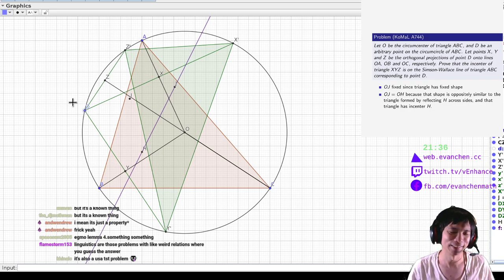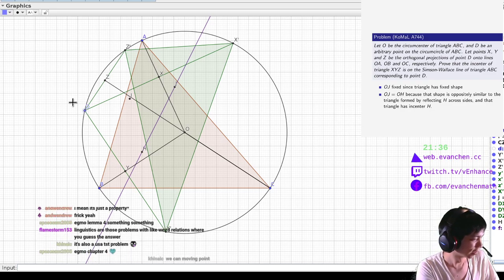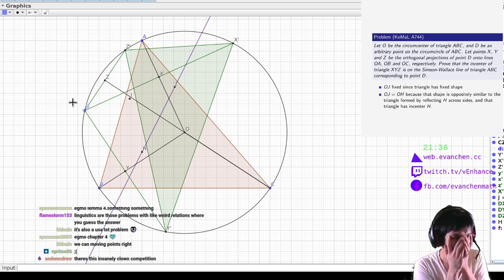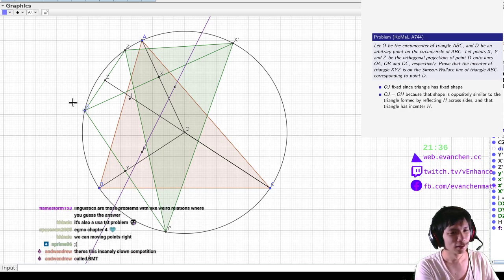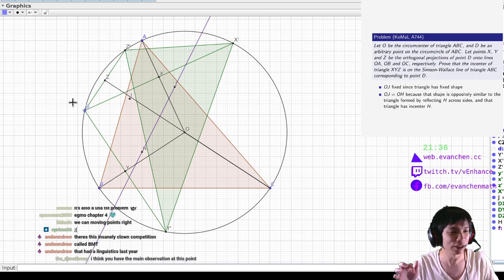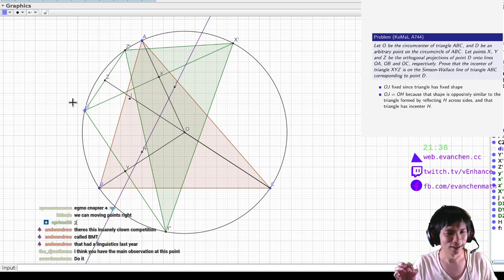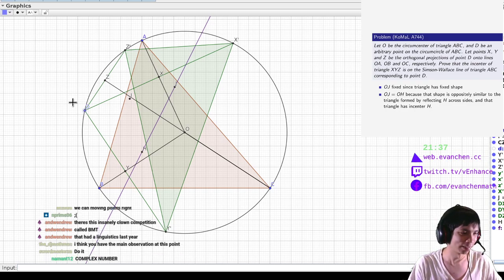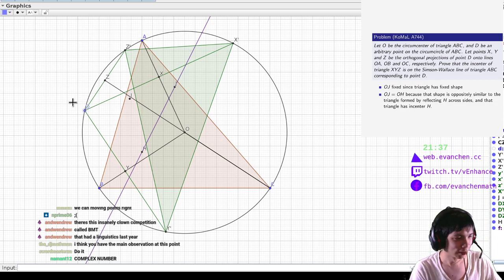I can just complex bash it. Should I just do it? We can use moving... No! Don't use moving points! No, if your objective is to just solve the problem now, you should use complex numbers. You should not waste your time using moving points, because that's much easier to get wrong. If you use complex numbers, there's no chance you get it wrong, and it will probably take less time. Don't use moving points!